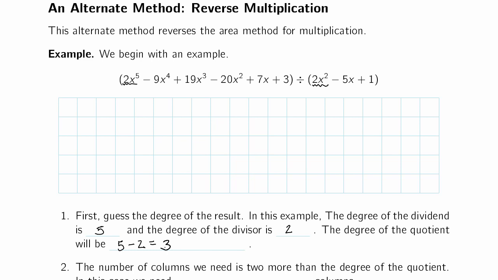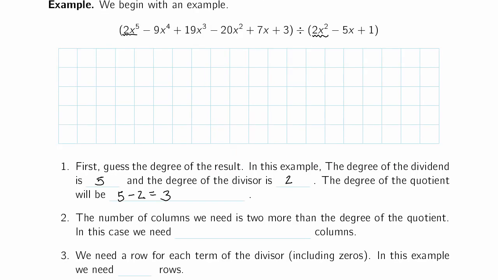We needed to know that for our setup because it's going to tell us how many columns we have and what each column represents. The number of columns we need is 2 more than the degree. So it's going to be 3 plus 2. We'll need 5 columns. So 1, 2, 3, 4, 5. And I'm making these kind of wide, 2 squares on my graph paper here, because I'm going to write terms of polynomials in these boxes I'm making.